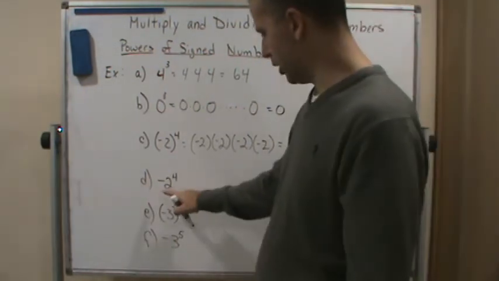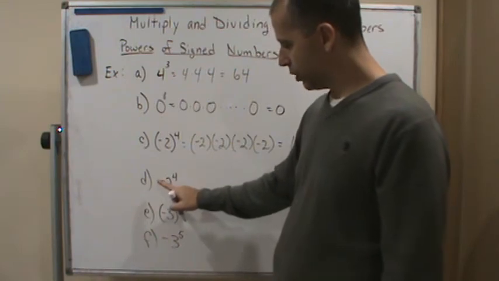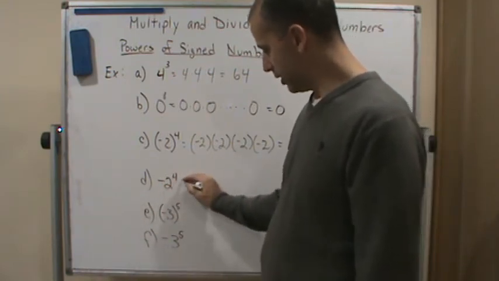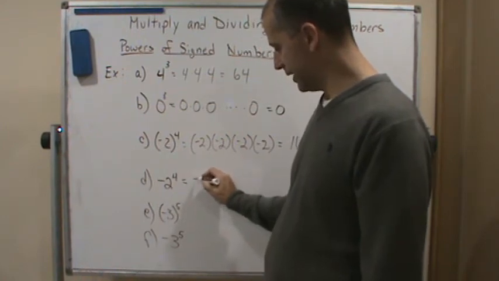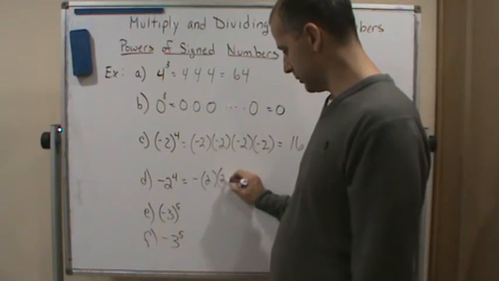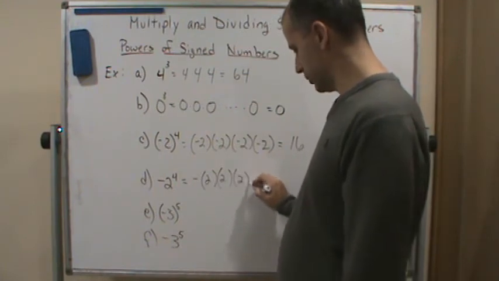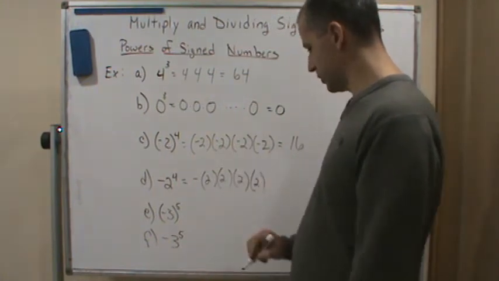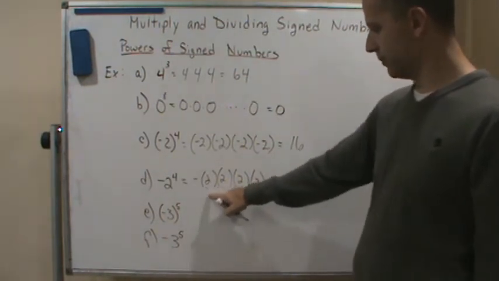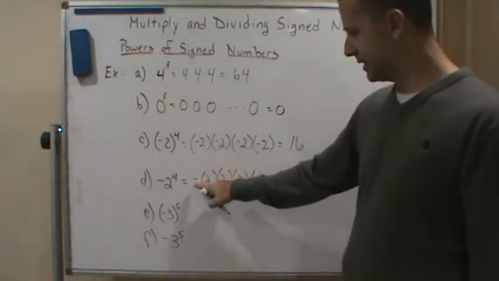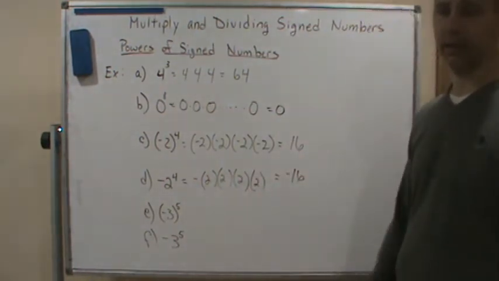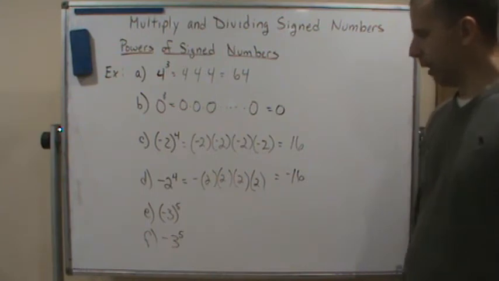Now notice this one, there are no parentheses. So the negative is outside the power. So that means this is going to be negative times 2 times 2 times 2 times 2. So this is 2 times 2 times 2 times 2, which is 16, but then it's negative. So it's negative 16.